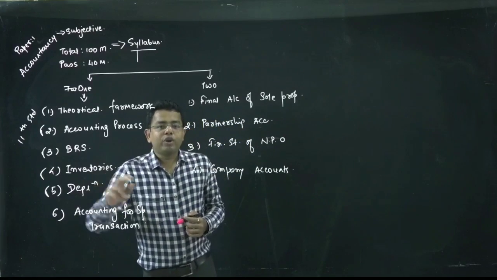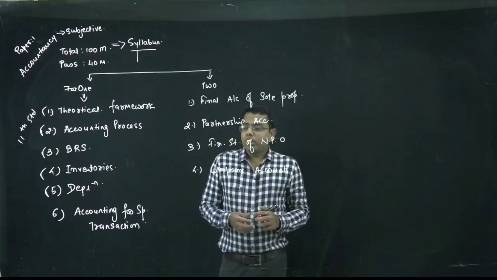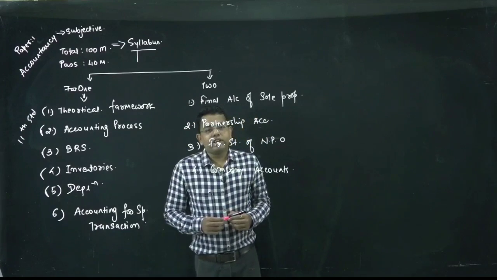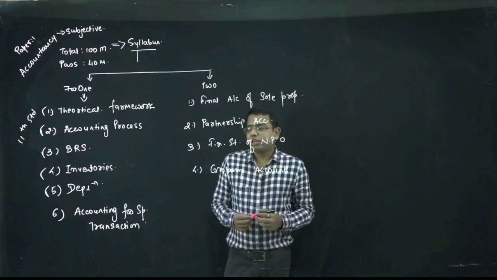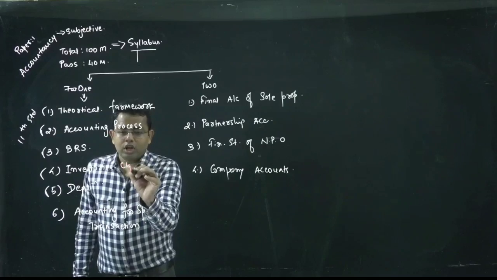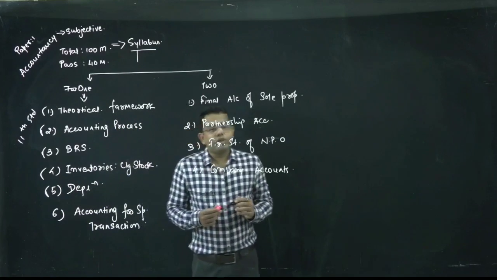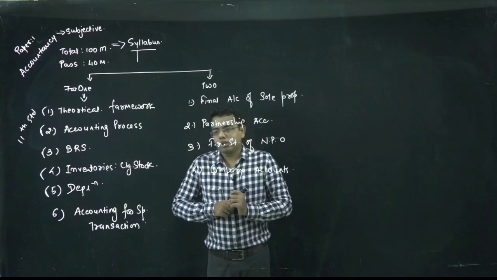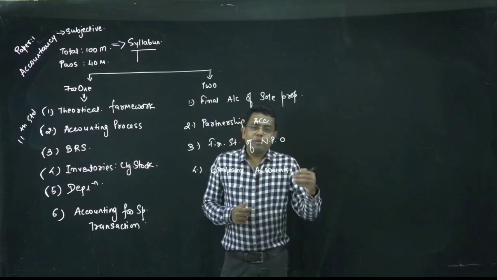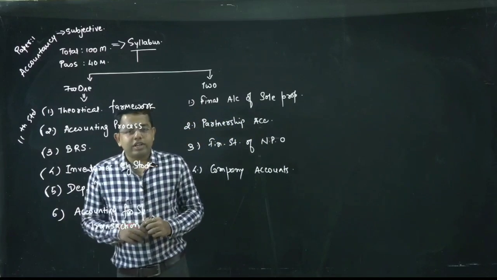Fourth, an entire chapter on inventory. You people know that there is an adjustment in final accounts of proprietorship as well as partnership regarding closing stock. Inventory means closing stock. This adjustment is always there in your final accounts question. What was the answer to it? Cost or market price, whichever is lower. But there is an entire chapter on it. We will be learning in detail.